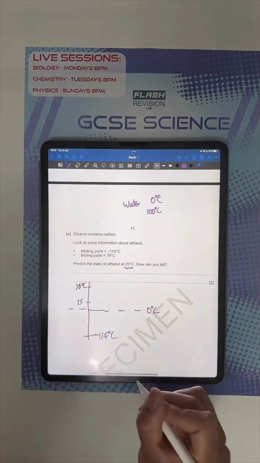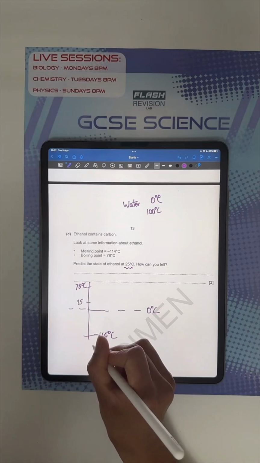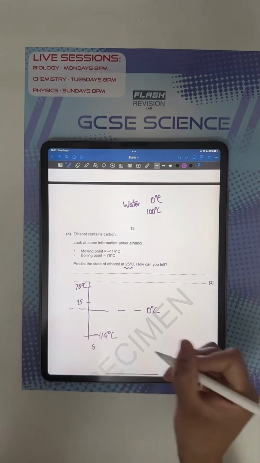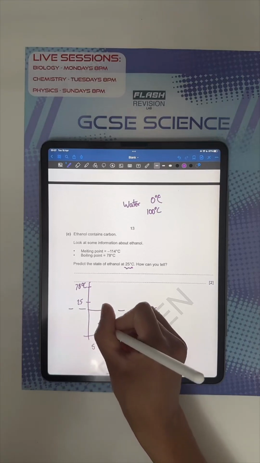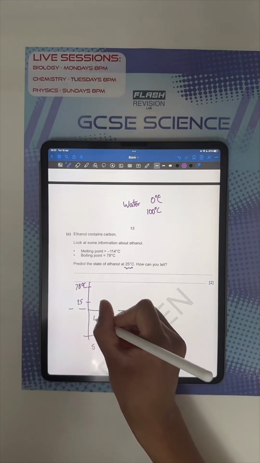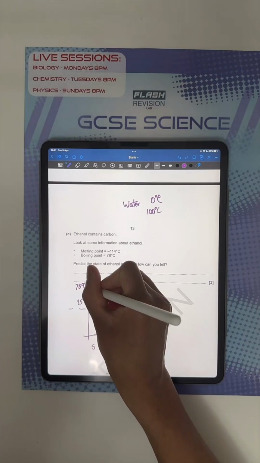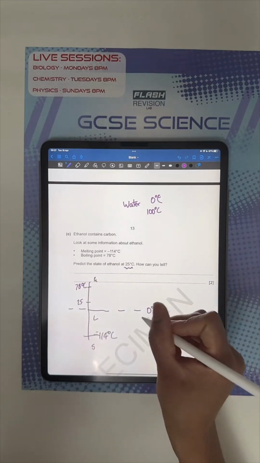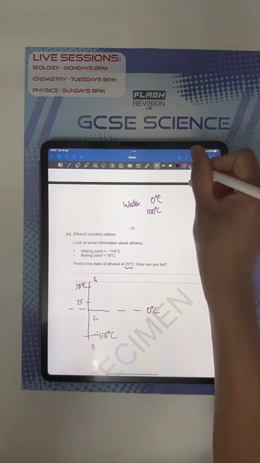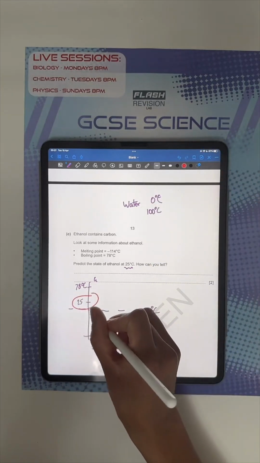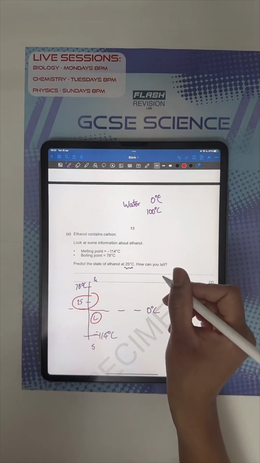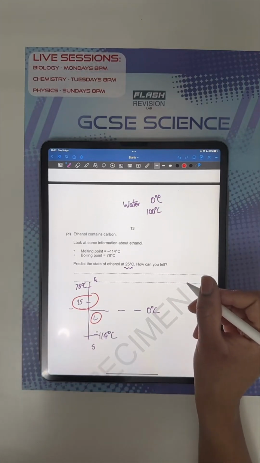So below this point, it would be a solid. If it's colder than minus 114, it'll be solid. If it goes past minus 114, it'll be a liquid. And then when it gets higher than 78, it becomes a gas. So at 25 degrees, it will be in the liquid phase. So the answer would be liquid.